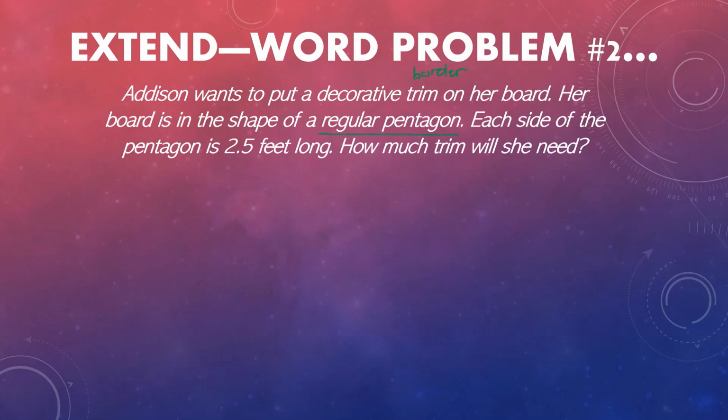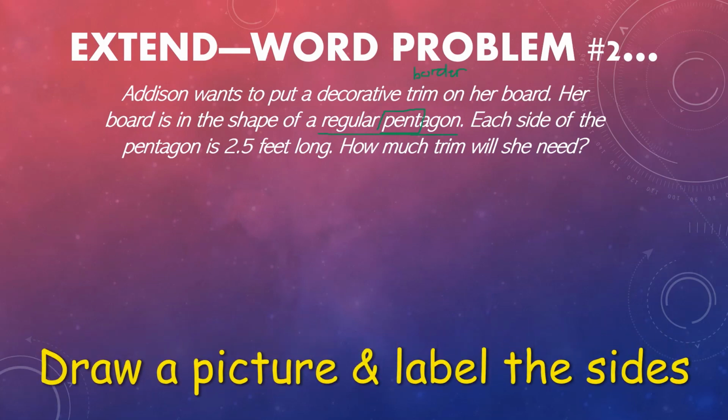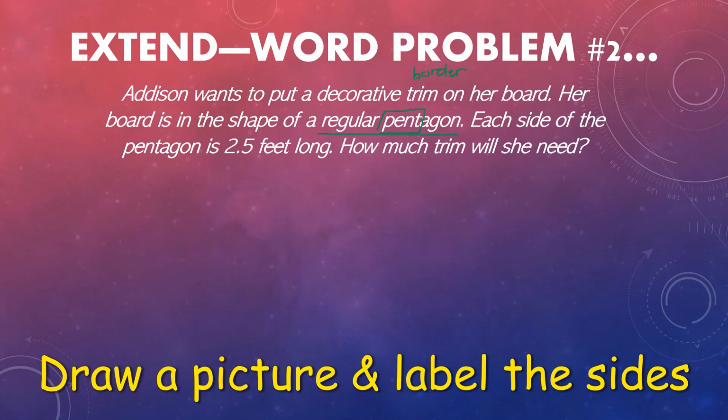First of all, I need to understand what a pentagon is. And we know that the root word here is pent, which means 5. So this is a 5-sided figure. The word regular means that all of these sides are going to be the exact same length. So that's what I'm going to do first.